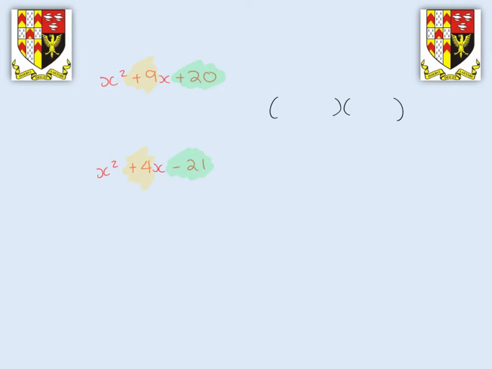So I know that x squared is made by x times x. It's not always going to be just x squared. We might have 2x squared or 3x squared, but that's something we'll deal with a little bit later on. I just want us dealing with this at the moment. So I know that the two numbers multiply together to get 20, and they add together to get 9.